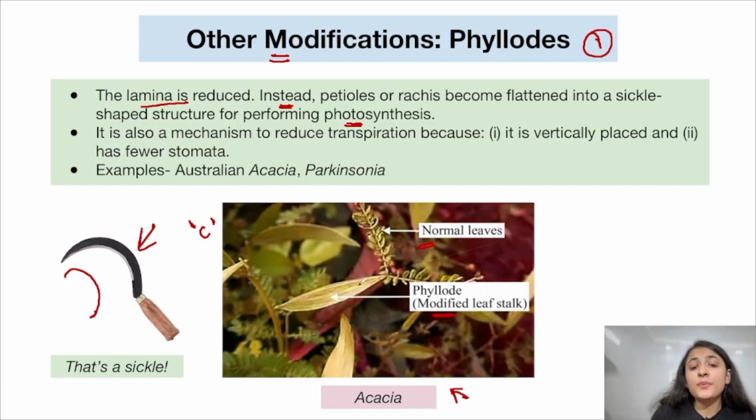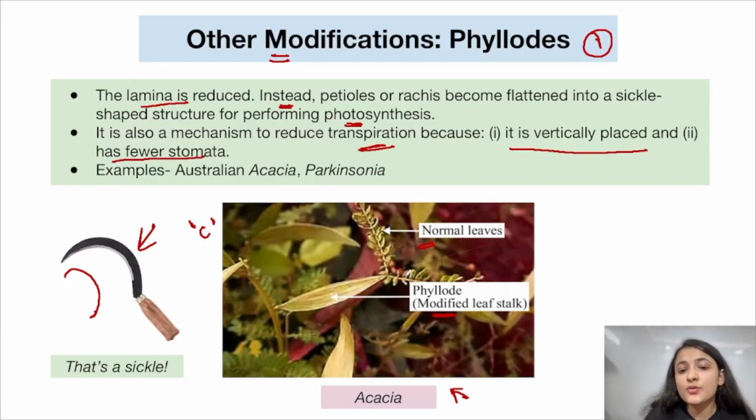So what is the purpose of expanding itself into the sickle kind of structure? Number one function is that they have specialized or modified themselves for photosynthesis. It is also a mechanism to reduce transpiration because it is vertically placed and it has fewer stomata. Now the transpiration losses from phyllode would also be lesser because it is vertically placed, okay? It is placed like this, vertically placed, and it has fewer stomata.